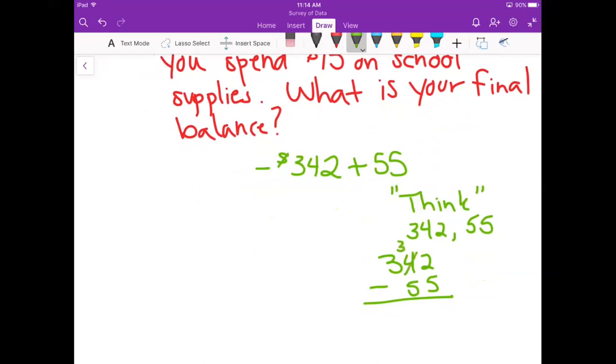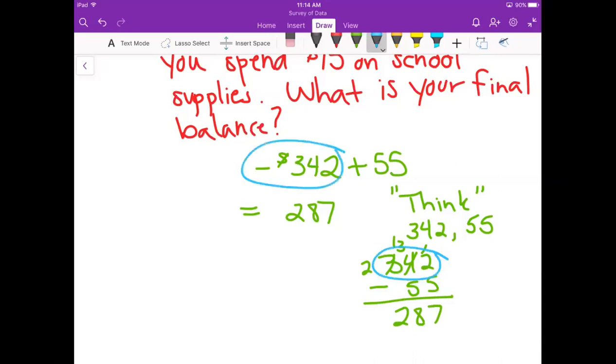So I'll borrow 1 from the 4. 12 minus 5 is 7. I'll borrow 1 from the 3. 13 minus 5 is 8. And 2 minus 0 is 2. So my final answer is a version of 287, but my bigger number was 342, which was negative. So my balance now is negative $287. So I owe less to the credit card company because I made a payment towards my bill.